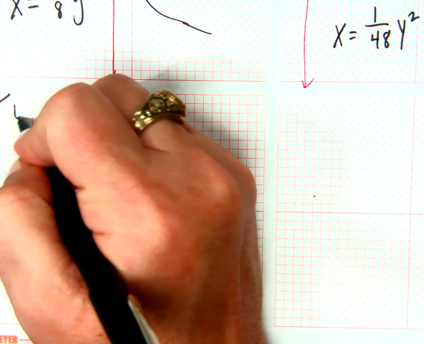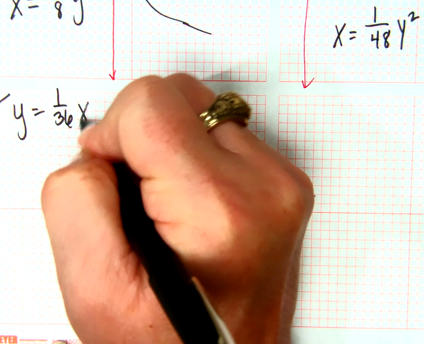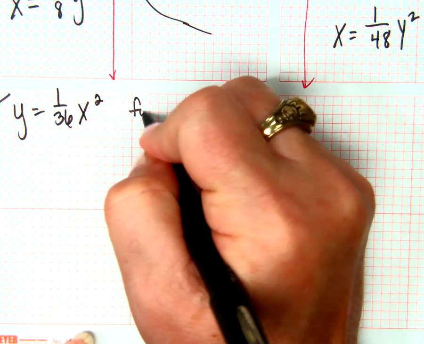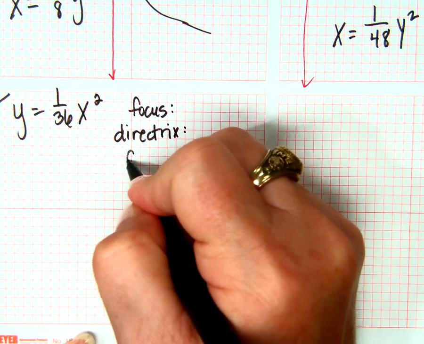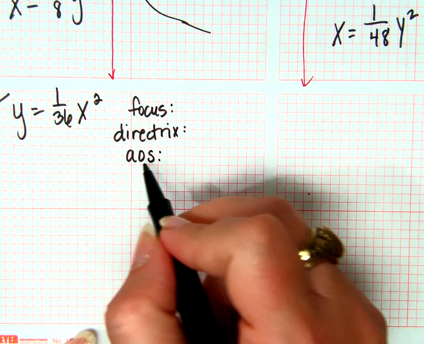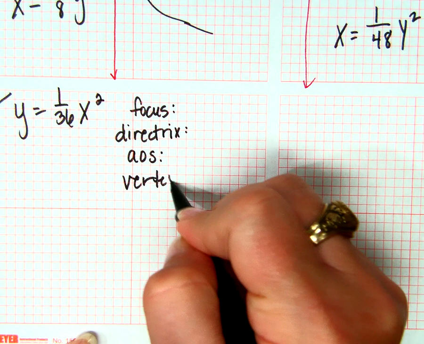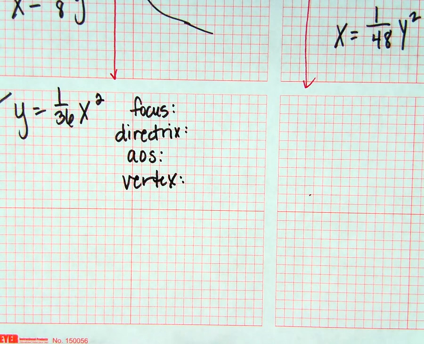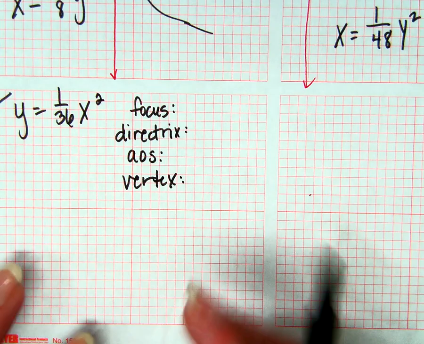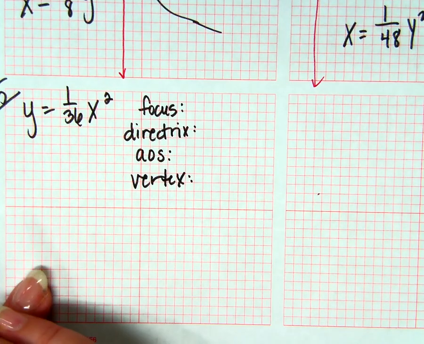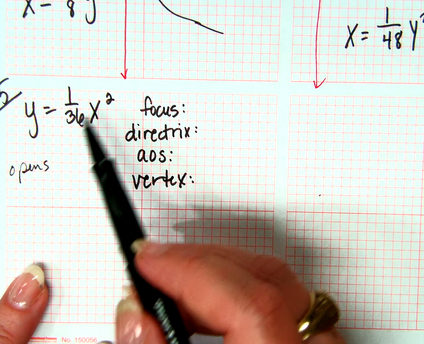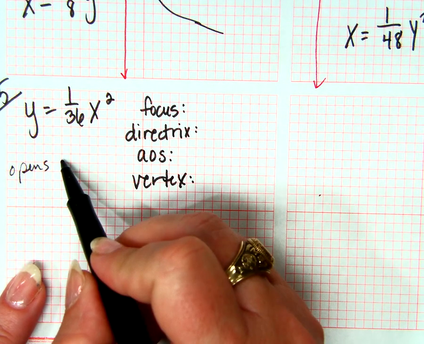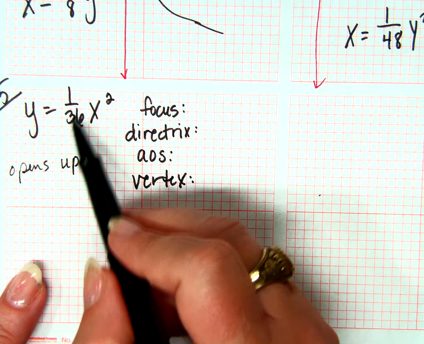For example 5, I'm going to give you the equation, and I'm going to ask you for the focus, the directrix, the axis of symmetry, and the vertex. Tell me which way this opens first before we start. Which one's squared? X squared, that's the one we're used to. That's the functional parabola, so it's going to open up. Why does it open up? Because it's positive, right?